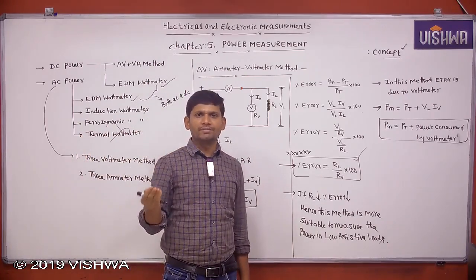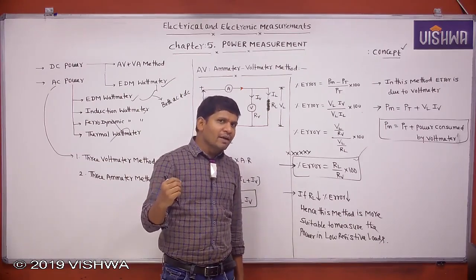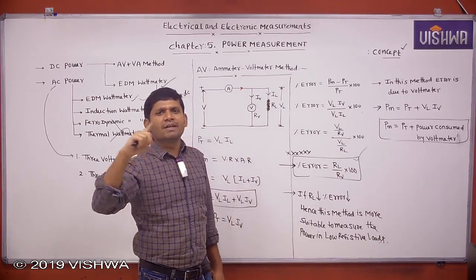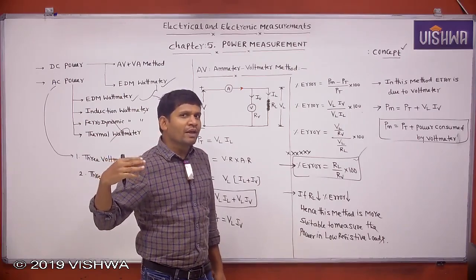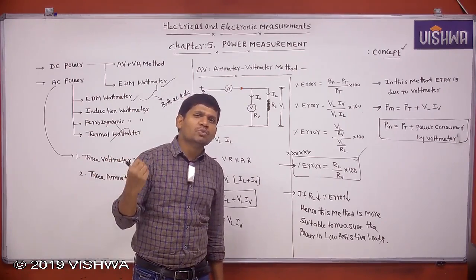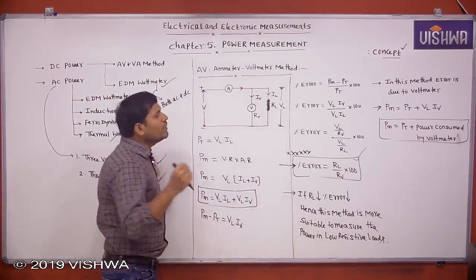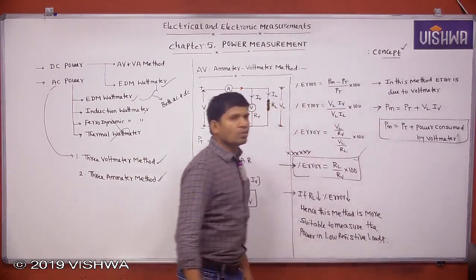Like that you remember. If it is asked like this, in VA method, measured power equal to dash. In VA method, ammeter is at load side, then which is the reason for error? Then ammeter causes the error. Then measured power equal true power plus power consumed by ammeter. The meter which causes the error, that meter will consume the power.